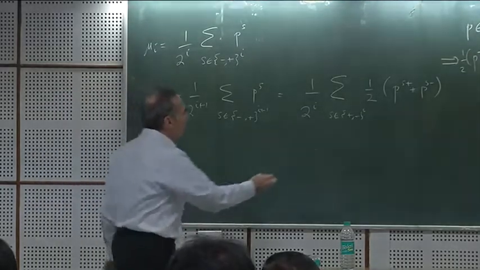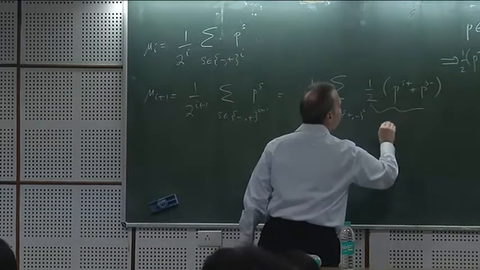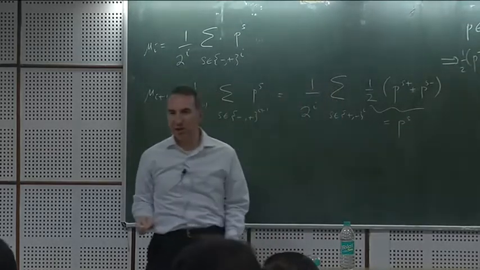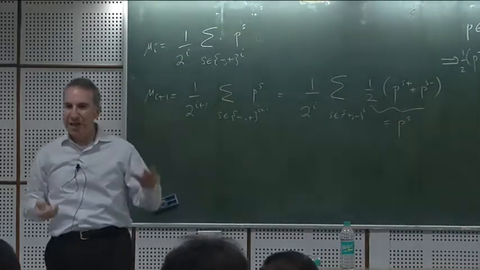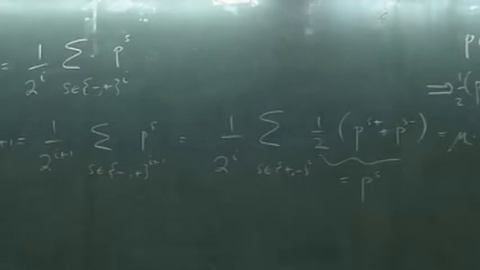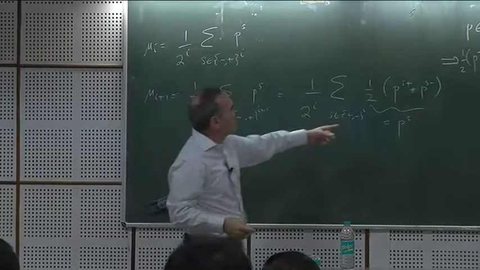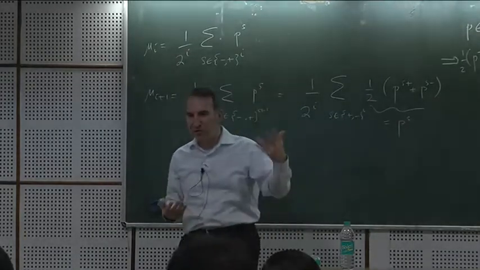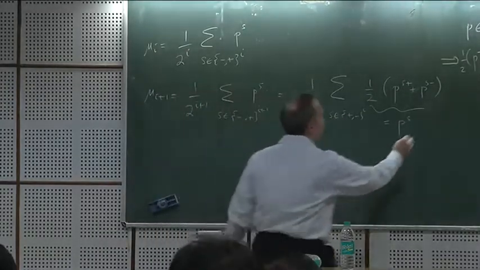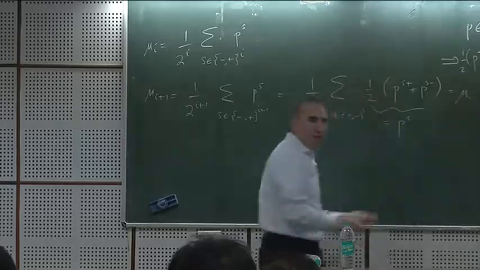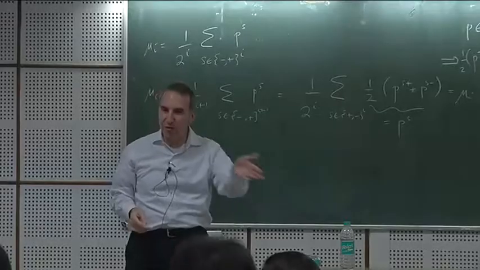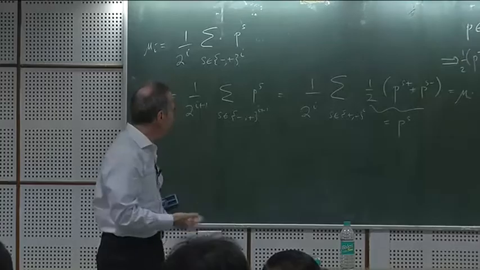But the summation of these two things is exactly P to the S, because we just saw that for any P, you plus it, you minus it, you average it, you get the original thing back. So this is the plus of the PS and the minus of the PS. So we get PS back. This is equal to mu I. So this is what we just observed, that the mu's are not changing. All right. Good. Now, what about the nu's?